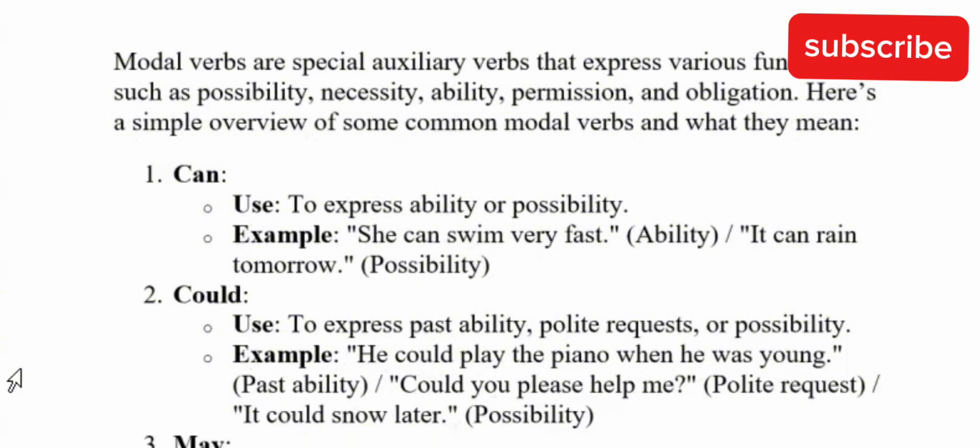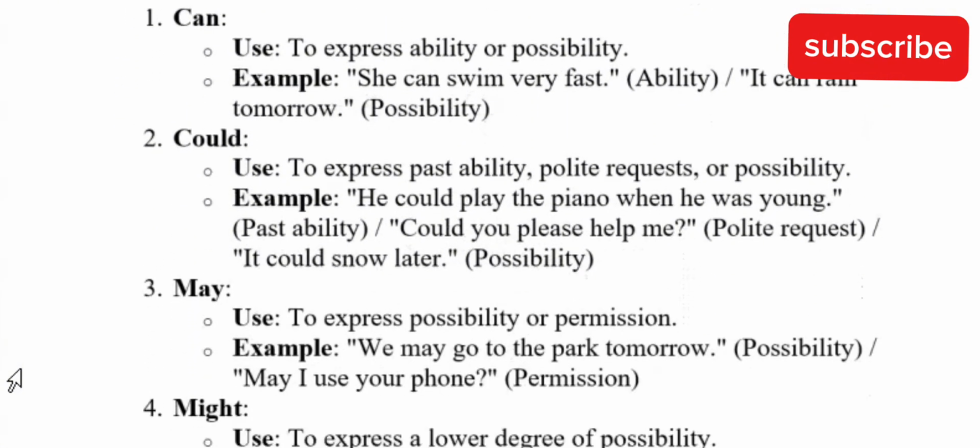Let's see the next. Now we have may and might. May and might are also used for possibility or permission. It means when we have to take permission or talk about a possibility, we use may. And might means to express a lower degree of possibility. Let's see examples to learn it more clearly.